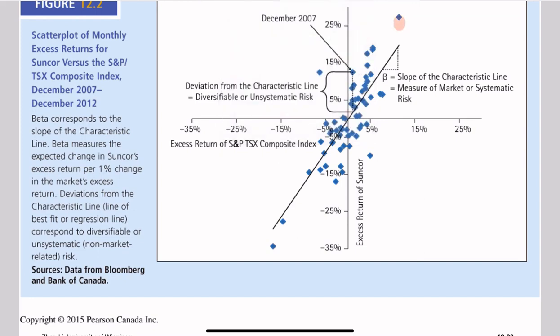So let's say we're looking at this point. And then the distance between this point and this regression line gives you firm-specific risk. Sorry. More accurately, this distance gives you the return due to firm-specific risk. That's the more accurate statement because the vertical axis is about returns.